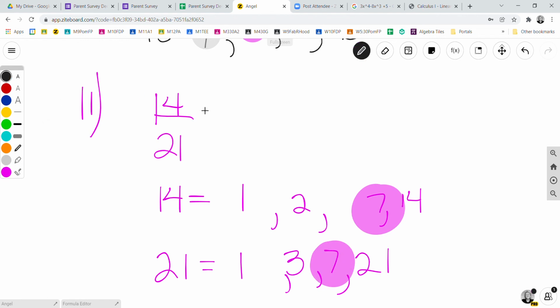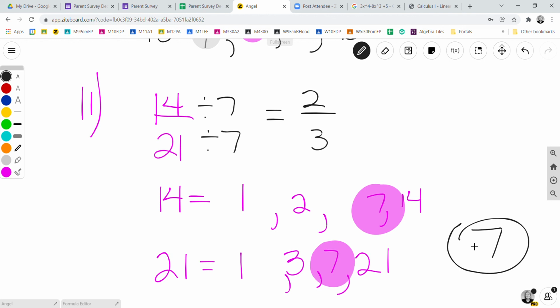Here I go. Divide by 7, divide by 7. I'm just dividing by a funny form of 1. All this is the number 1, but it's a very helpful form of 1. It's just a funny form of 1. 2/3. All right, the greatest common factor is 7, and I divided by that on the numerator and the denominator to get 2/3. Let me know if you have questions.